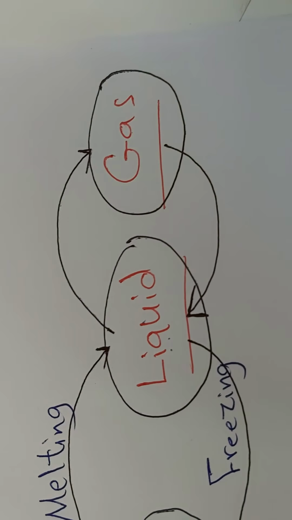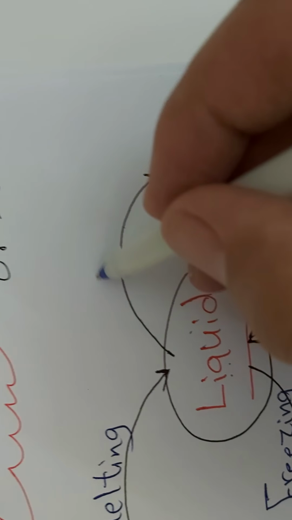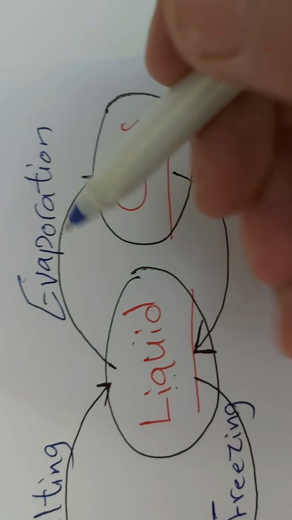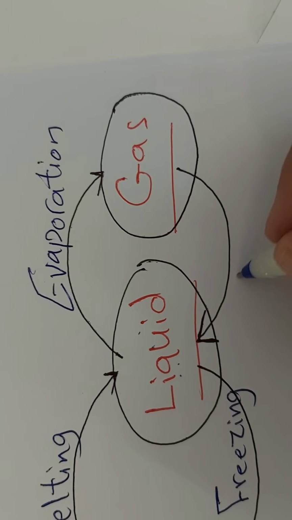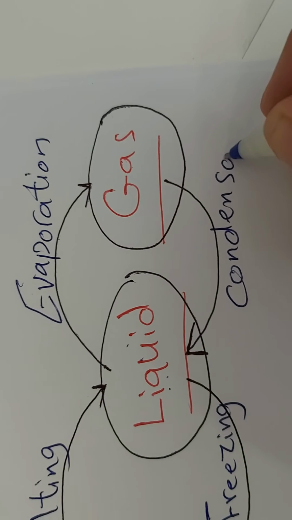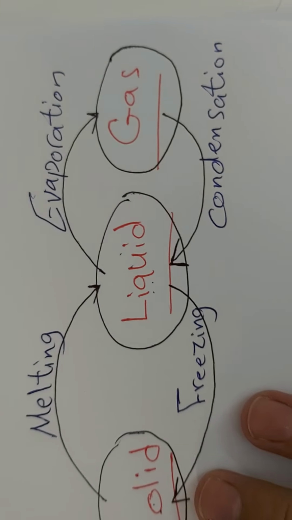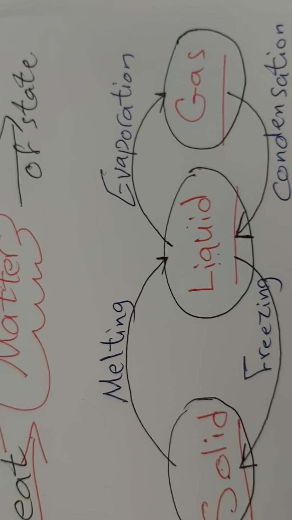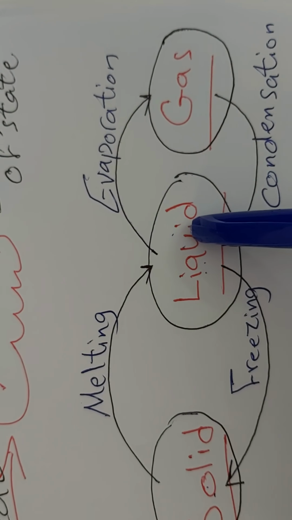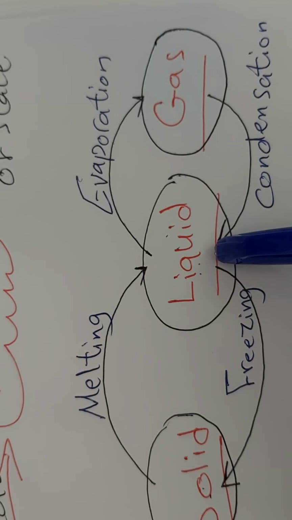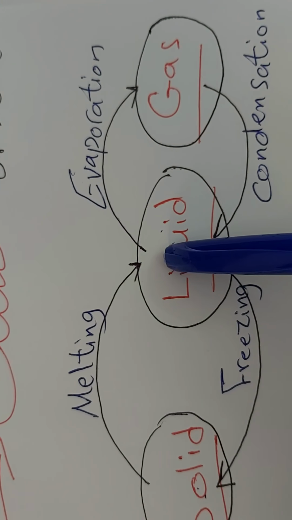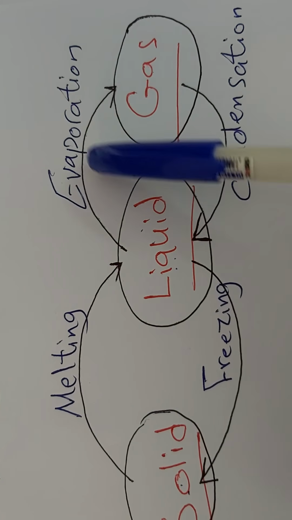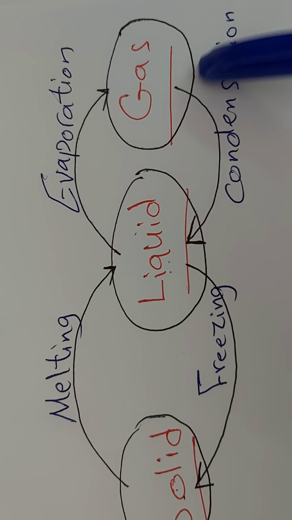Then the change of state from liquid into gas, we call it evaporation, and from gas into liquid we call it condensation. So till now we have four: melting and freezing, evaporation and condensation. Melting is the change of state from solid into liquid. Freezing, the opposite, liquid to solid. Solid to liquid, melting. Liquid to solid, freezing. Liquid into gas, we call it evaporation, and gas into liquid, we call it condensation.